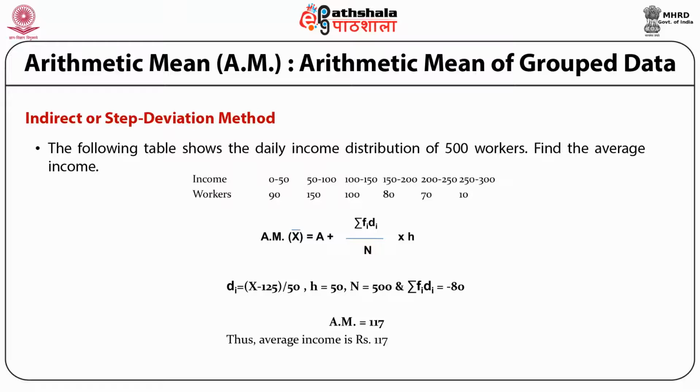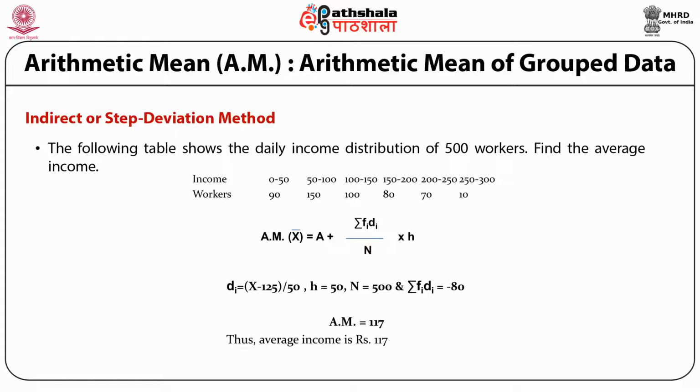This is group data. So if we are using shortcut method, what we do is, we make use of the formula a plus summation fi di upon N into h. In this case, first of all, we have to calculate the value of di, which is equal to (xi minus a) upon h. In this example, xi is the midpoint. Midpoint means if I talk about the first class 0 to 50, x1 will be 25. If I talk about the second class 50 to 100, midpoint will be 75. Third class 100 to 150, midpoint will be 125. So this way we calculate the midpoints and then we find out di.